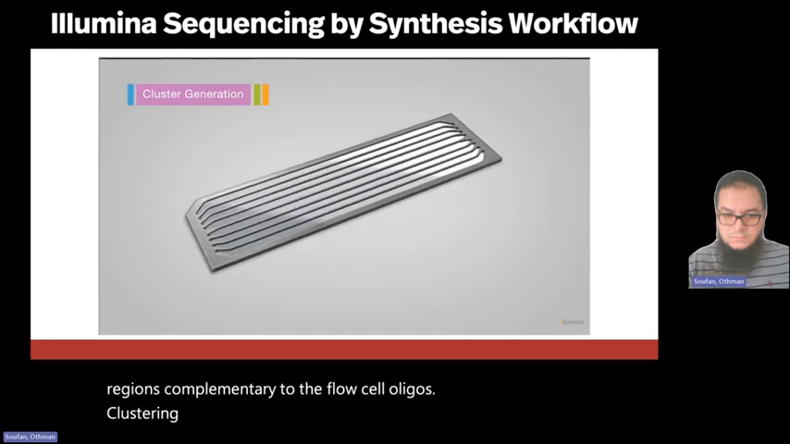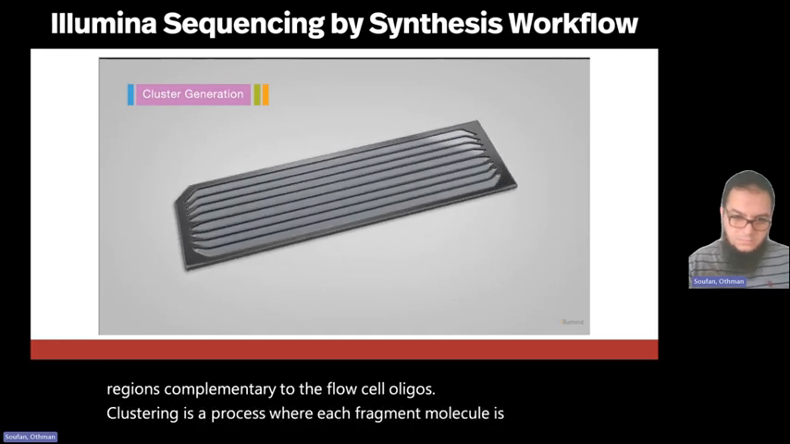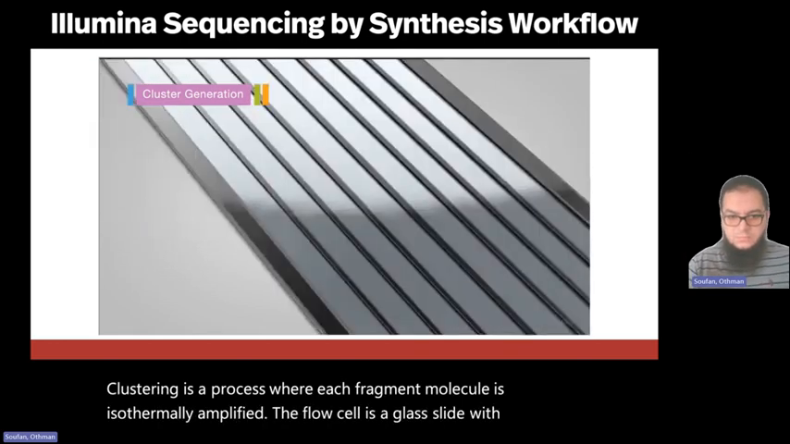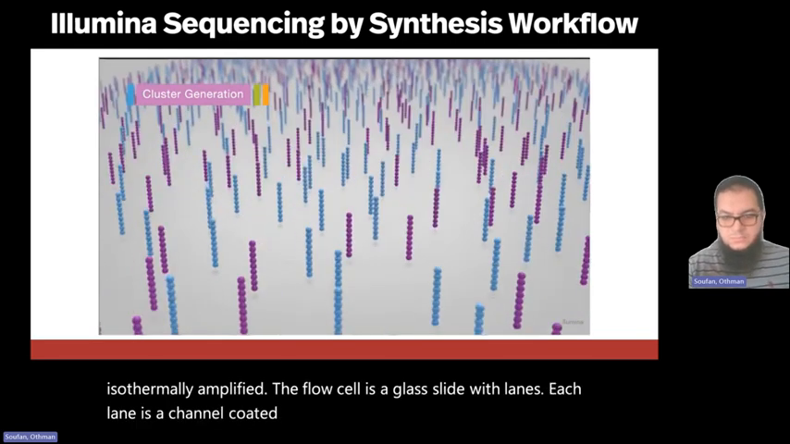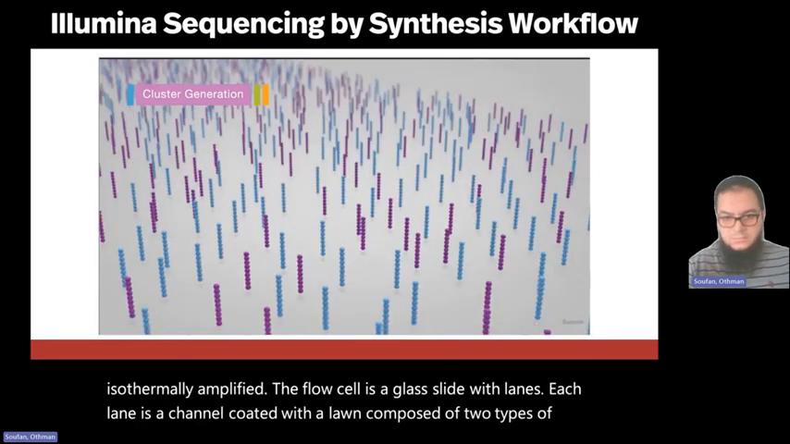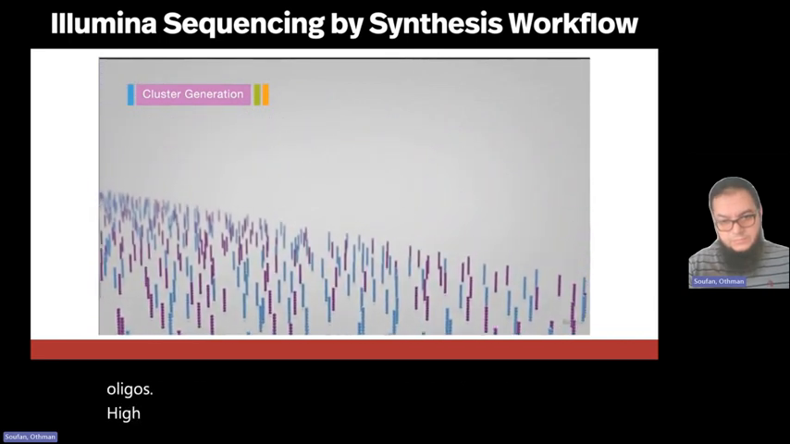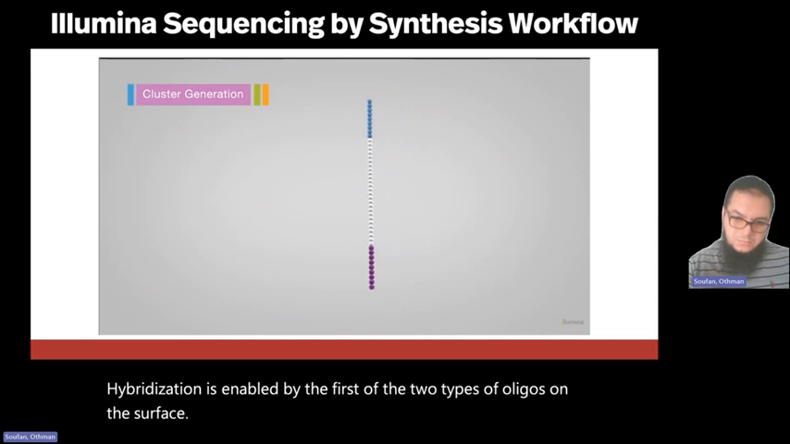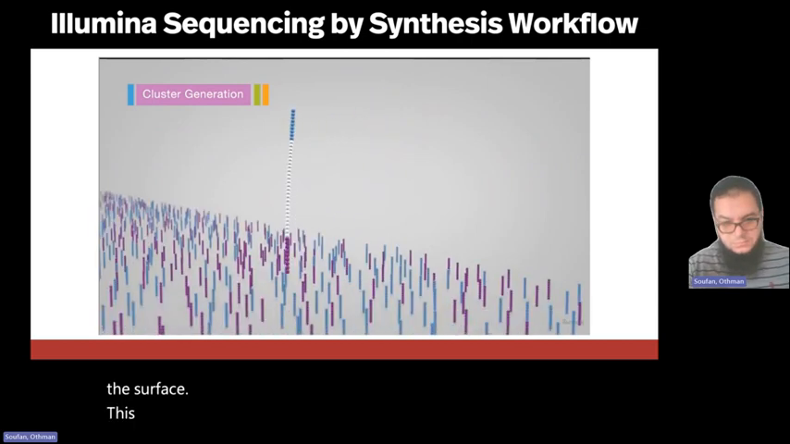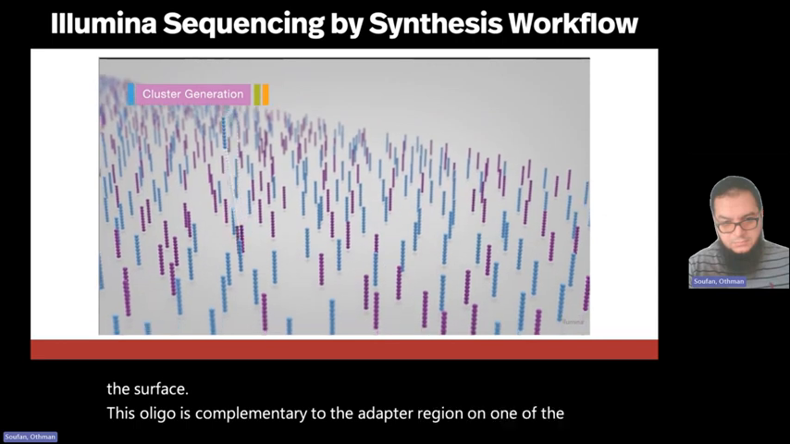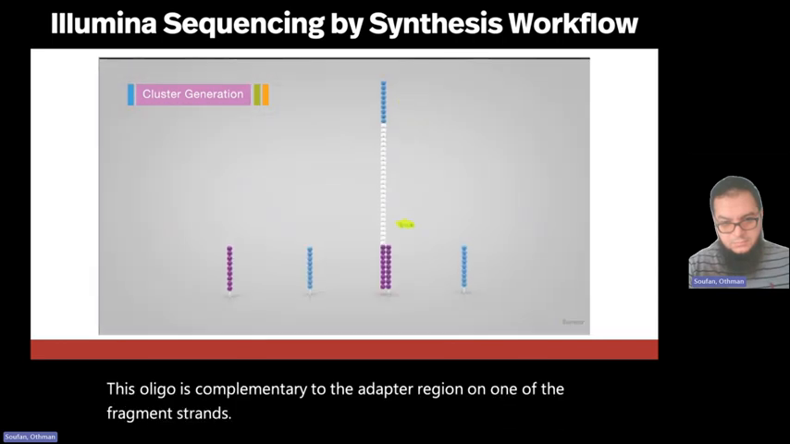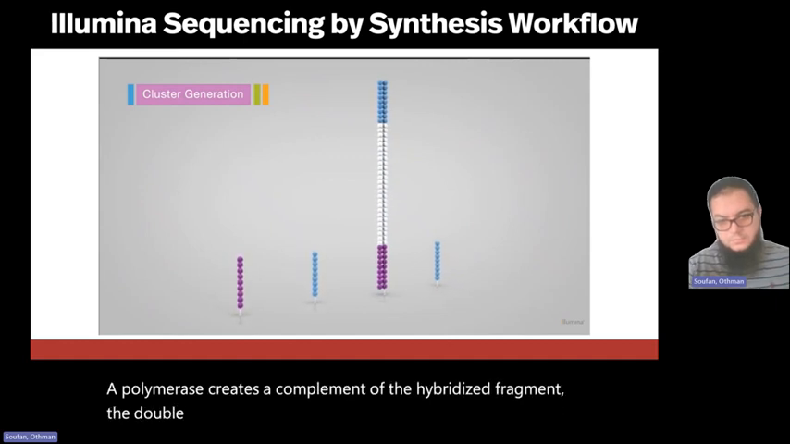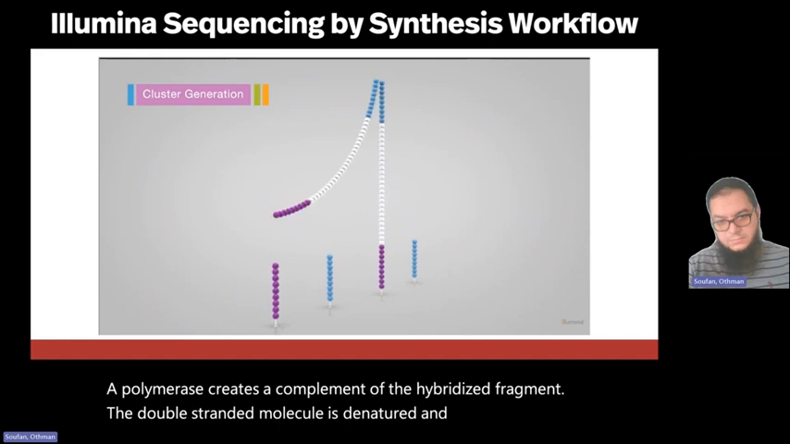Clustering is a process where each fragment molecule is isothermally amplified. The flow cell is a glass slide with lanes. Each lane is a channel coated with a lawn, composed of 2 types of oligos. Hybridization is enabled by the first of the 2 types of oligos on the surface. This oligo is complementary to the adapter region on one of the fragment strands. A polymerase creates a complement of the hybridized fragment. The double-stranded molecule is denatured, and the original template is washed away.